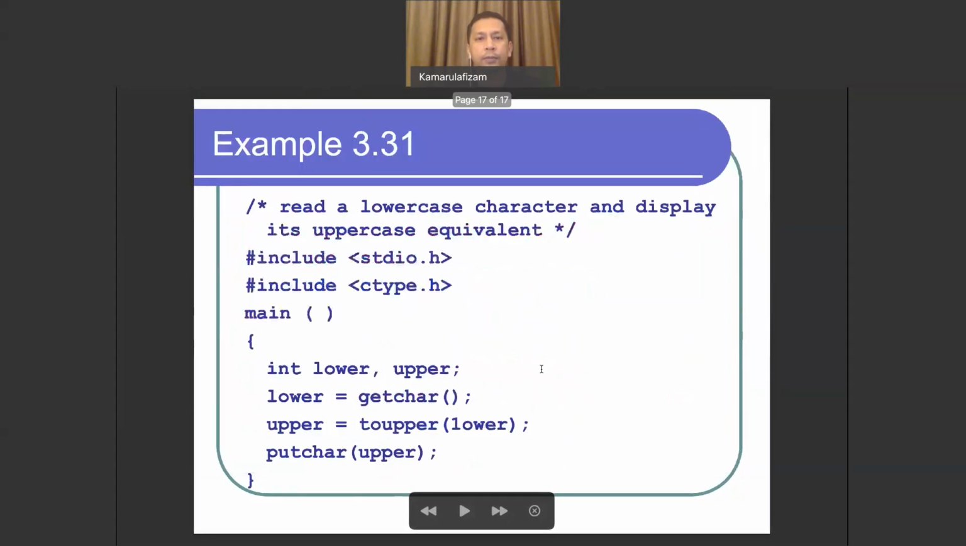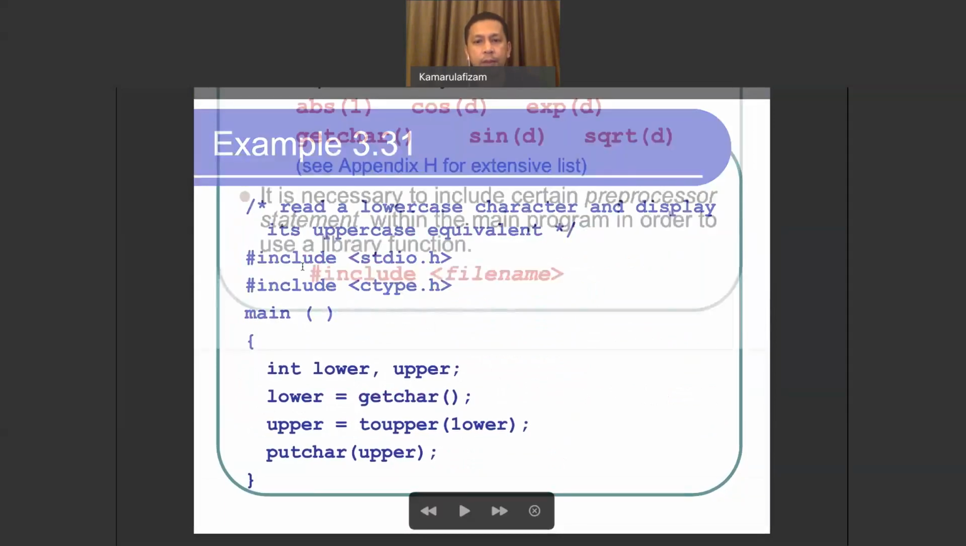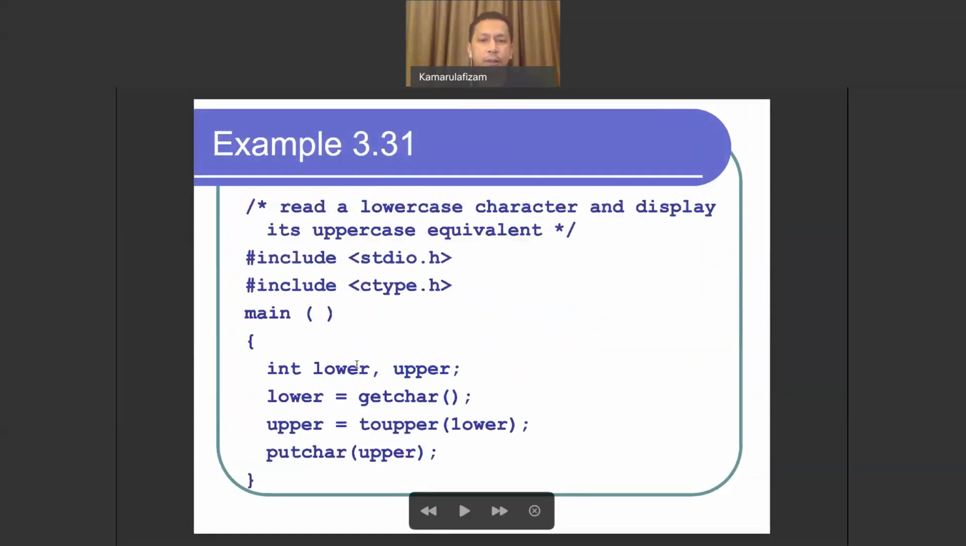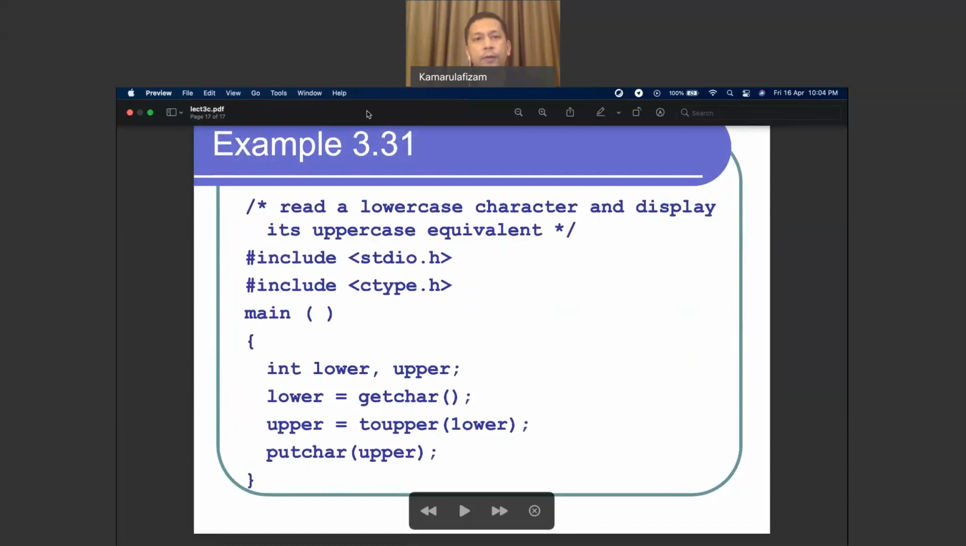All right, for example, here we have the preprocessor. The preprocessor include, where getchar is a kind of special function. toupper and tolower are special functions which you can call through the library, through the ctype and stdio.h files. So if you don't include these two preprocessor files, you will never be able to use these two things. All right, I think that's all for the basics of operators.